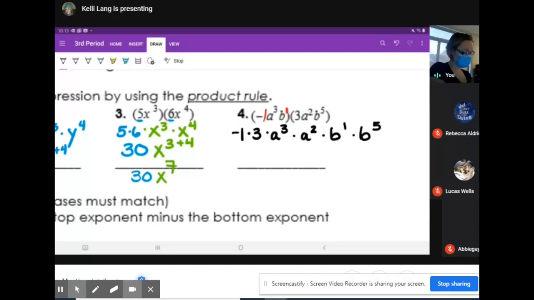So we can simplify this part really easily. Negative 1 times 3, that's just negative 3. And we can simplify these a's, because they have a matching base, by adding together the exponents 3 plus 2. And we can simplify our b's, because they have the same base, by adding together 1 plus 5.